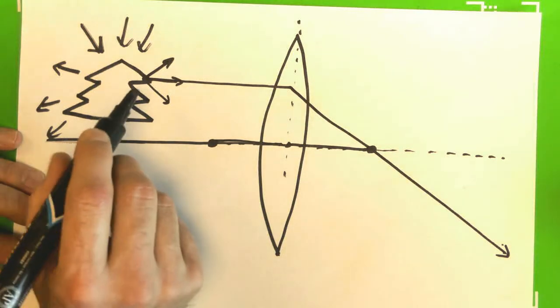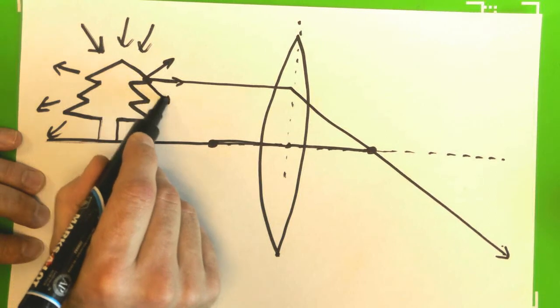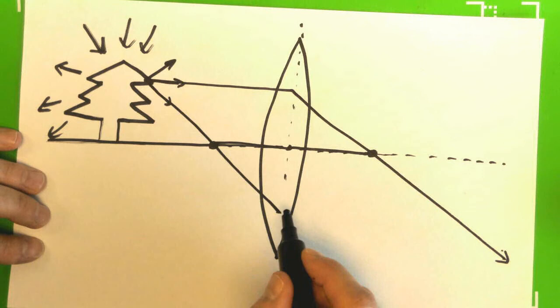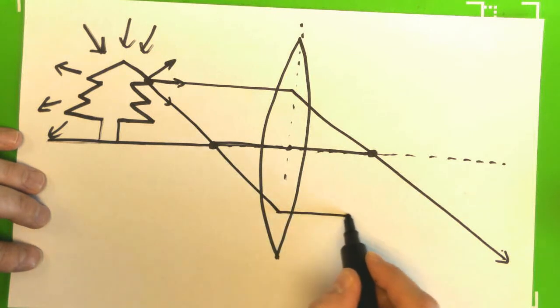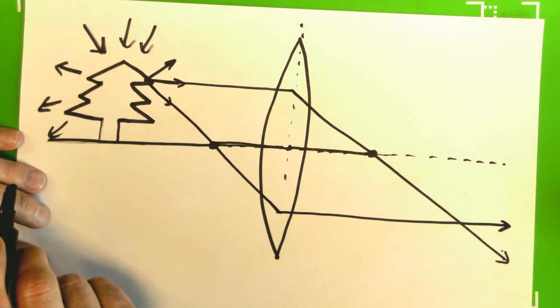Then we have a focal ray that goes through the near focal point and then comes out parallel. So it's kind of the reverse of the parallel ray.